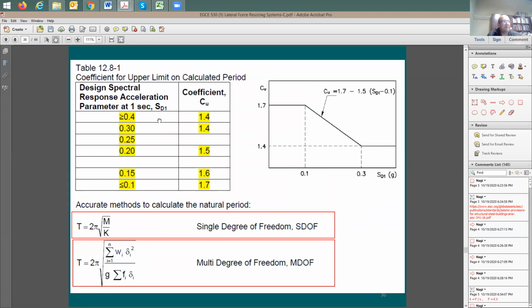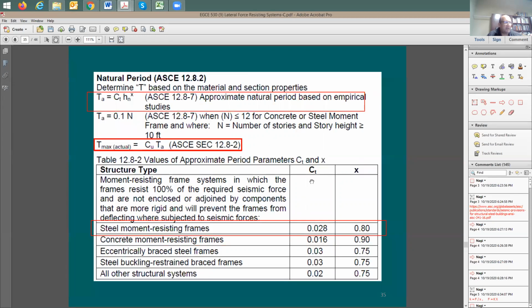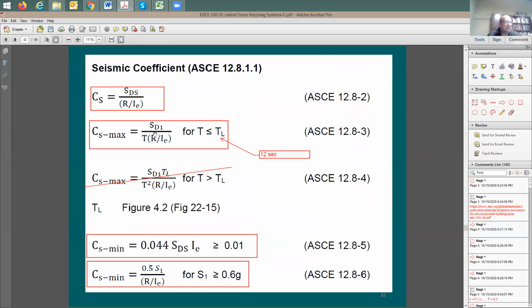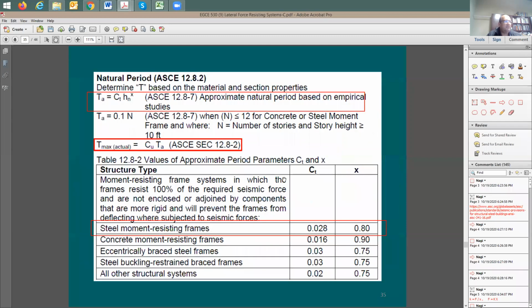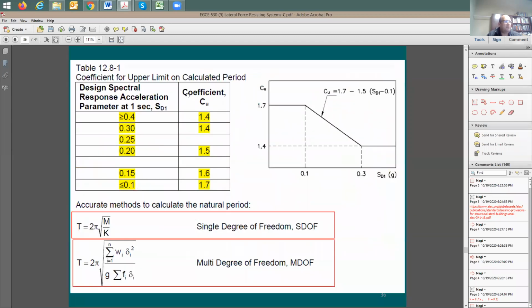C sub U is going to be based on the SD1 that you're going to be figuring out. You remember here, I have SDS and SD1. So based on SD1, you can determine your coefficient C sub U. Here's a simple graph that I developed for this reason. This graph is not in the code, just a simple graph. But what you see in the code is going to be this table. It shows C sub U on the y-axis and SD1 on the x-axis.